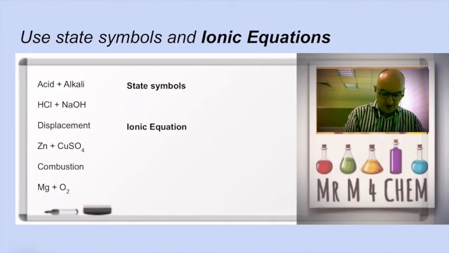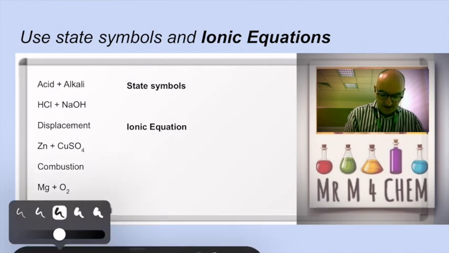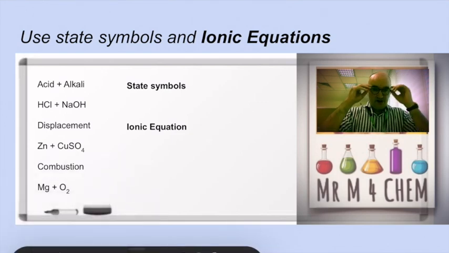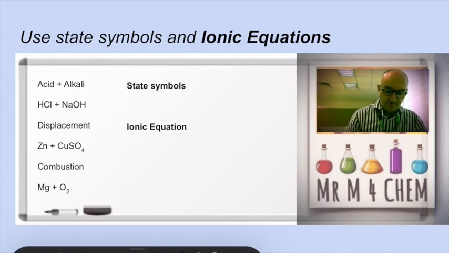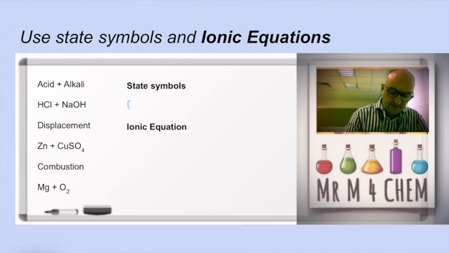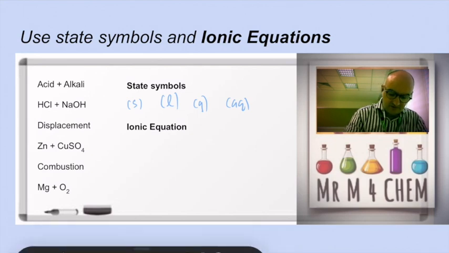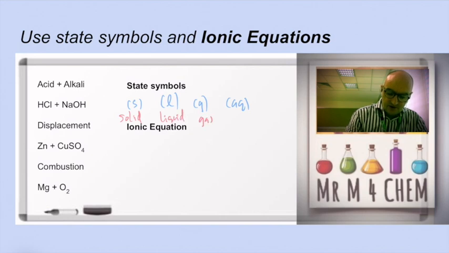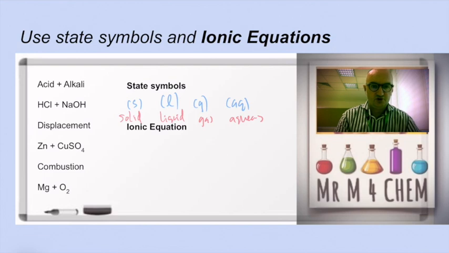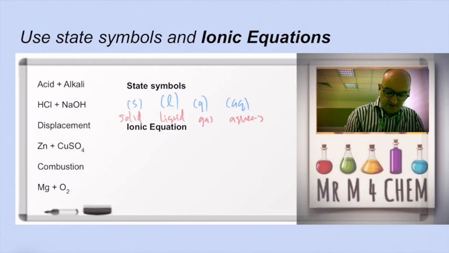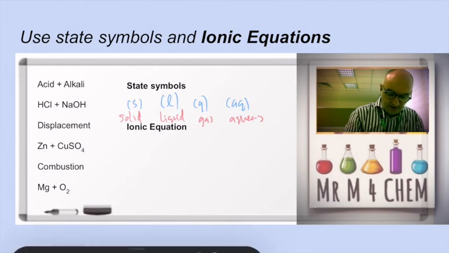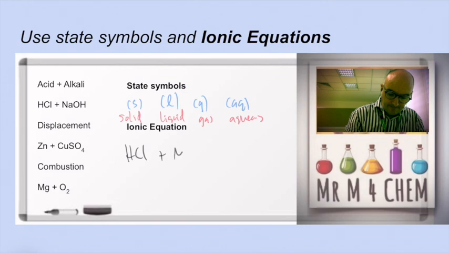State symbols and ionic equations. Just take care on the ionic equations. It can get a bit scary a bit quickly, but it doesn't need to be at all for GCSE. So if you can follow these, you're all good. State symbols, we have S, L, G, and AQ. S clearly stands for solid, L for liquid, G for gas, and AQ is for aqueous, which just means it's dissolved into water.